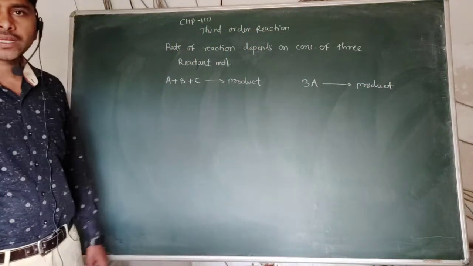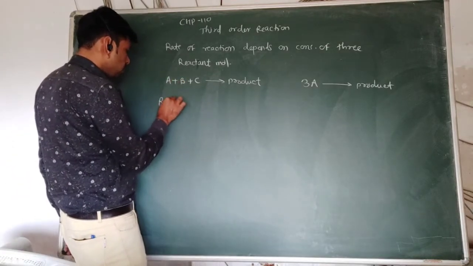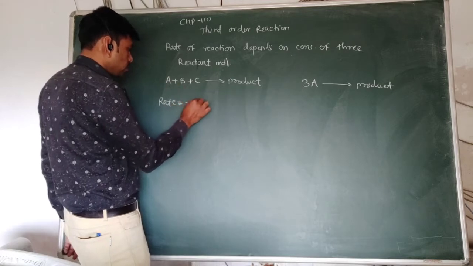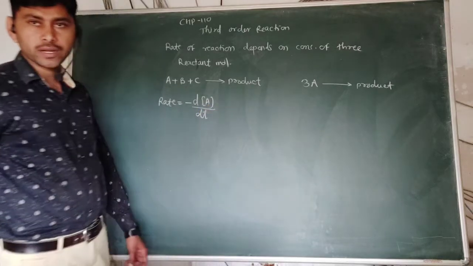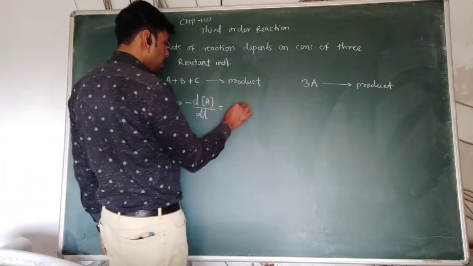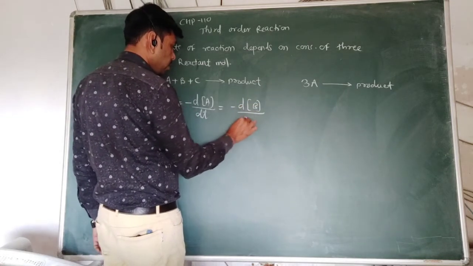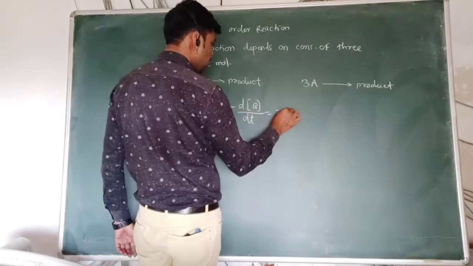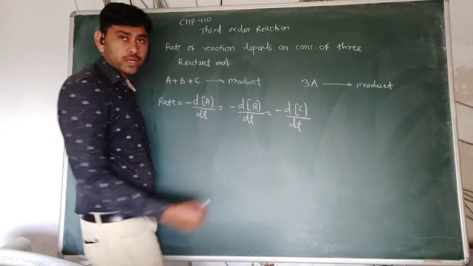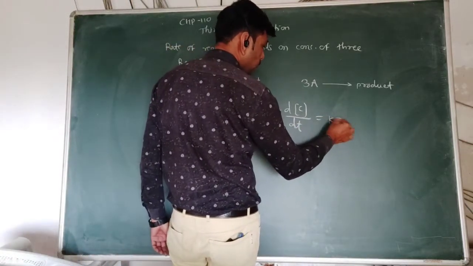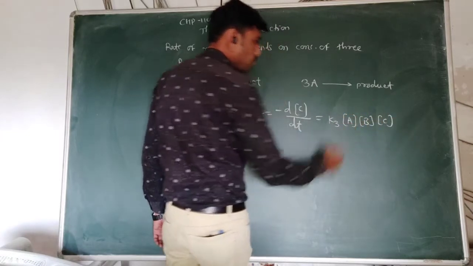In this format the rate of reaction can be written as follows. We know that the decrease in concentration of A with respect to time is the rate of reaction, or it may be written as the decrease in concentration of reactant B with respect to time, or of reactant C with respect to time. This is equal to the rate constant K times concentration of A into concentration of B into concentration of C.